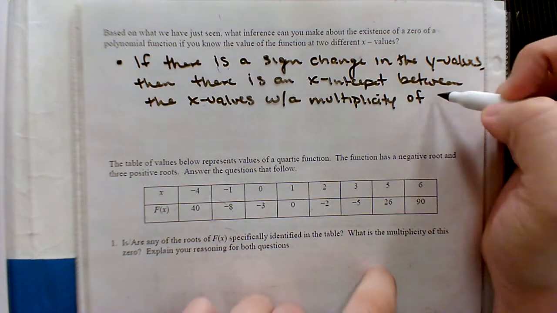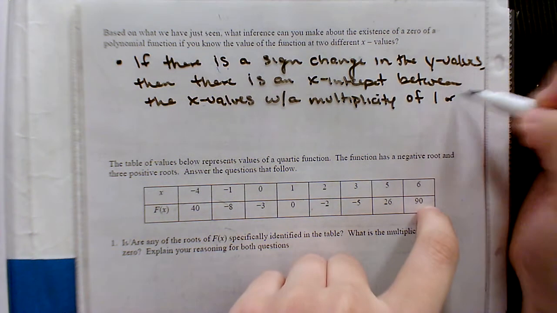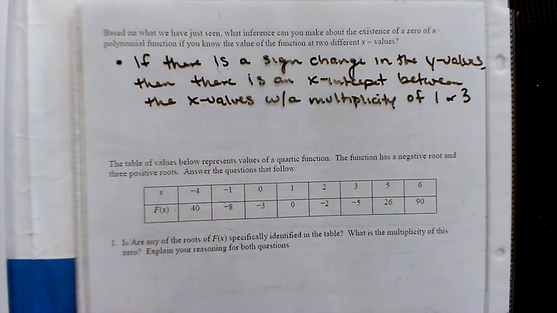Yeah. 1. Okay, because we said multiplicity of 1 goes straight through the x-axis. That means you're going from above to below the x-axis, right? You're going from positive to negative or negative to positive, some type of sign change. So that's a possibility. Is there another one? Is there another multiplicity that somehow goes through the x-axis? Yeah? 3, right. The multiplicity of 3 goes through. It's level at the x-axis, but it still goes through. So if we have a sign change, we know we have either a multiplicity of 1 or 3, because we're going through the x-axis.